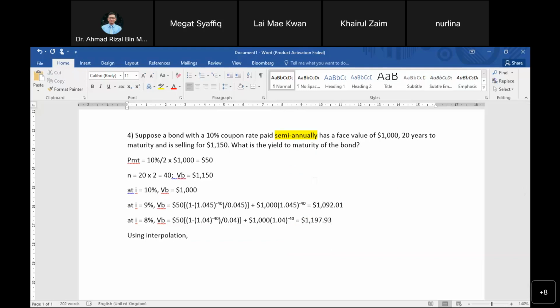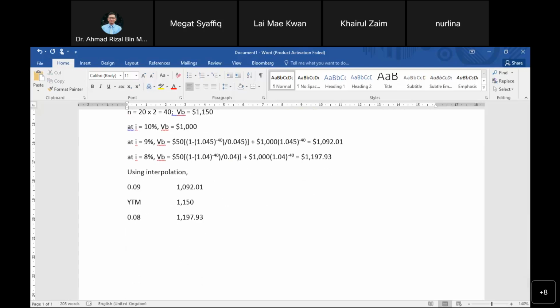In using the interpolation, don't take this 10% at 1,000. We take the 9 and 8%. It will be more accurate. Although you will still get the answer if you interpolate between 10% at 1,000 and 8% at 1197, taking 9% and 8% would be more accurate. So at 9%, the value is 1092.01. This is for the YTM that you want to solve, in which the value is 1150. And at 8% just now, you get 1197.93.